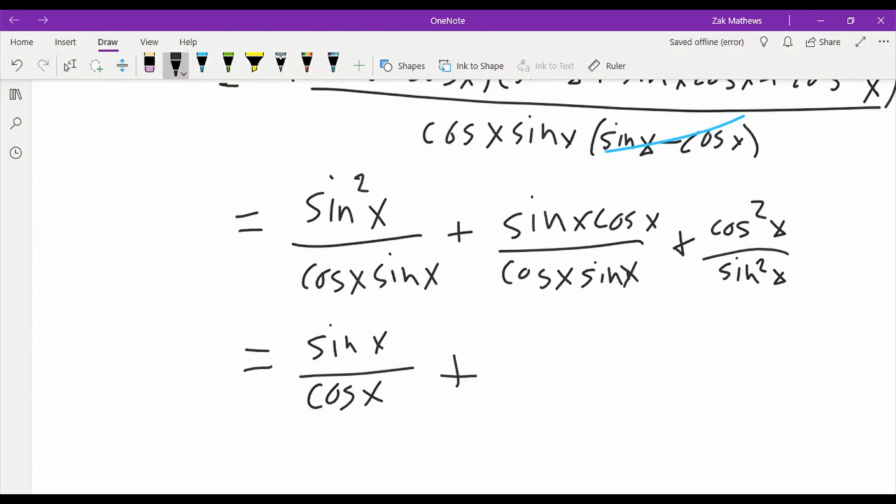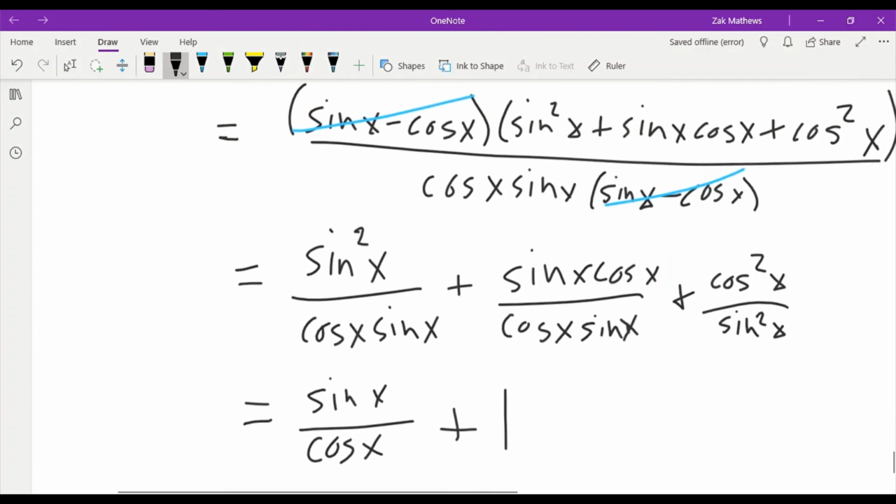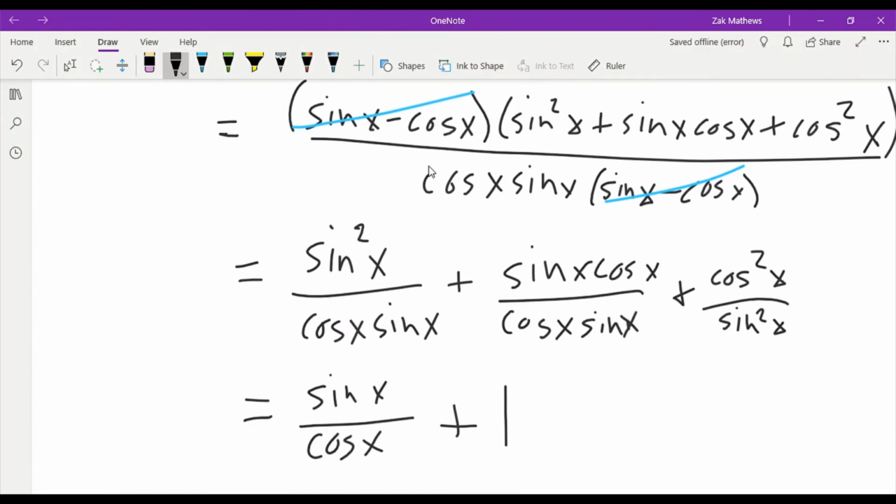The second one, everything cancels, it's just 1, and then we have... I wrote that last one wrong. Let me go back and correct that. So a lot of times things will jump off the paper at you when you mess up because you know what you're supposed to get to. So that was supposed to be cosine squared over cosine x sine x.